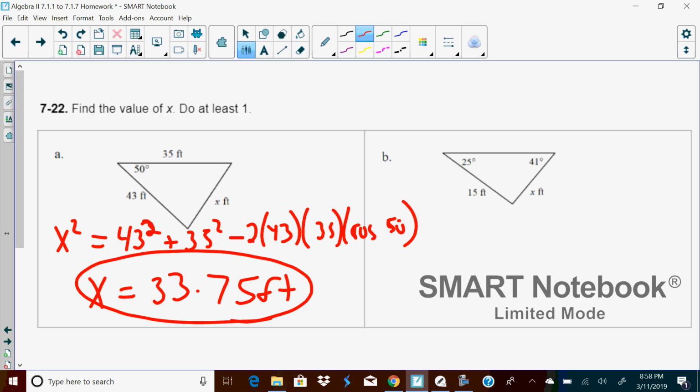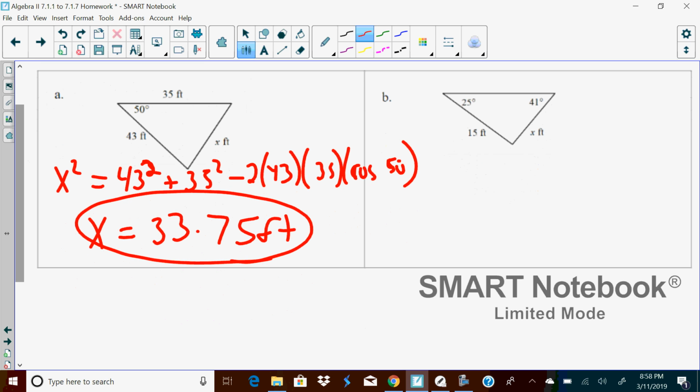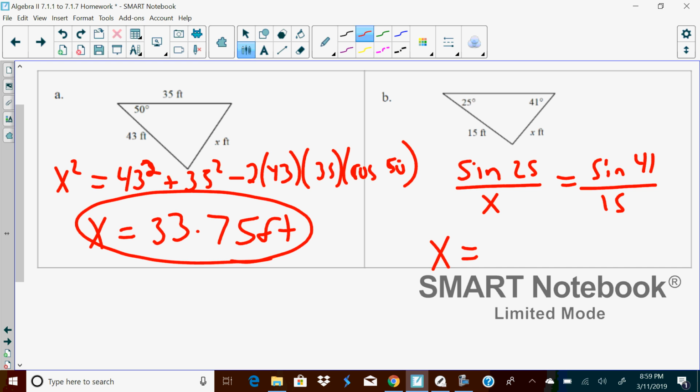So for B, I'm going to use the law of sines. So I do the sine of 25 over x equals the sine of 41 over 15. So I cross multiply, divide. So x ends up equaling 15 times the sine of 25 divided by the sine of 41, which is approximately 9.663.